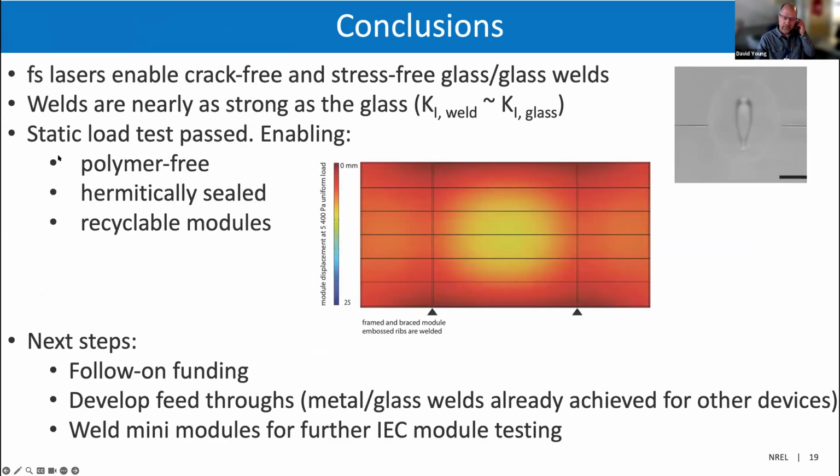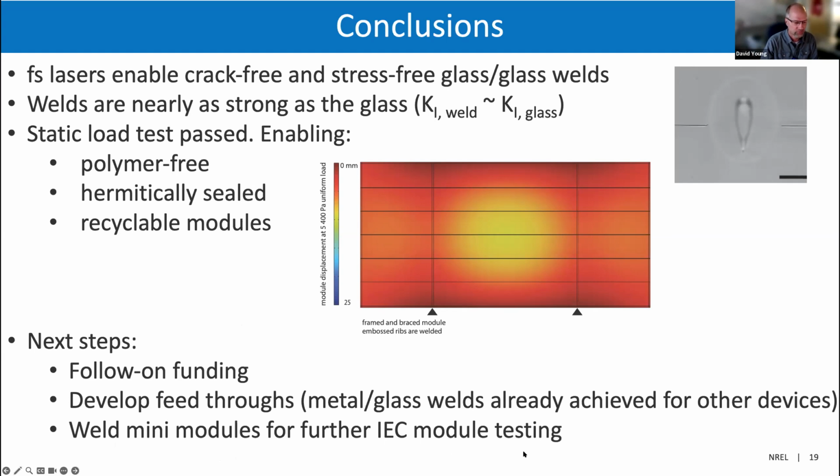So I'll end with that and give you the conclusions: the femtosecond laser enables crack-free, stress-free glass-glass welds. Welds are nearly as strong as the glass, or as tough as the glass is what I should be saying. The static load test would have been passed, so it enables polymer-free, hermetically sealed, recyclable modules. And the next steps are follow-on funding. So I'm happy to report we're going to be involved in 2 proposals going out the door within the next month, where this idea will be a part of that.